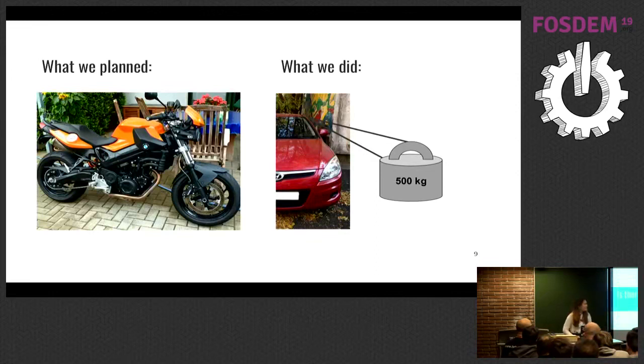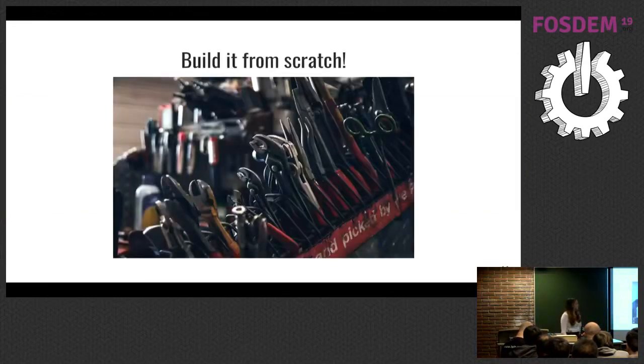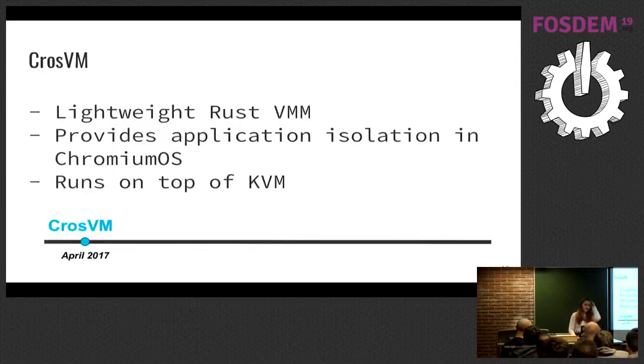Now, we naturally ask ourselves, is there a better way to build this? And of course there is. We can build it from scratch, but that takes a lot of time. So moving to the technical side of the talk, this is similar to what CrosVM did about 2 years ago. Instead of using an existing VMM, they decided to build their own lightweight VMM written in Rust. CrosVM runs on top of KVM, and it is used for providing application isolation in Chromium OS.